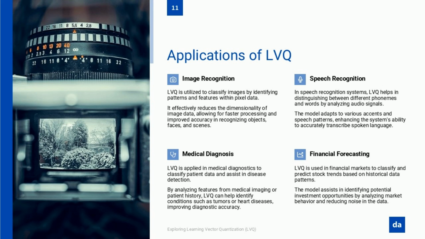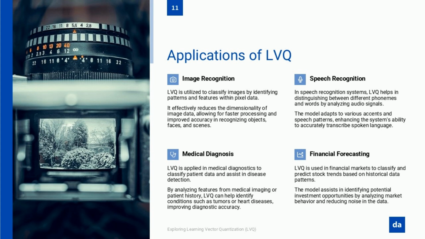First up, image recognition. Ever wonder how facial recognition software knows who you are? LVQ plays a key role in classifying images based on pixel patterns. Instead of memorizing every single image like KNN, LVQ learns the important features, eyes, nose shape, facial symmetry, and builds a compact, efficient model for identification. This means faster recognition and lower storage costs, which is why LVQ is often used in biometric security systems.